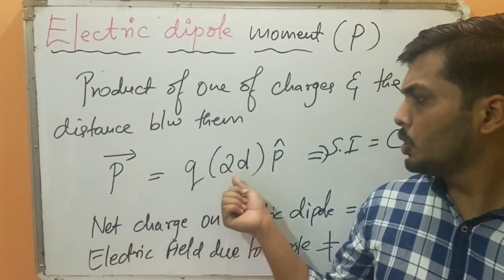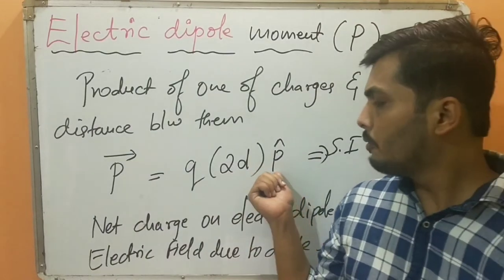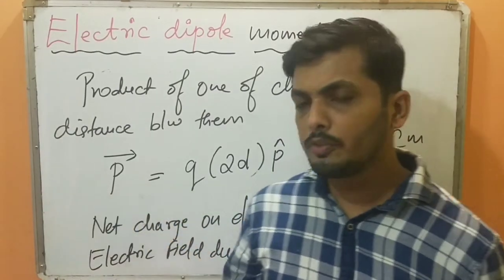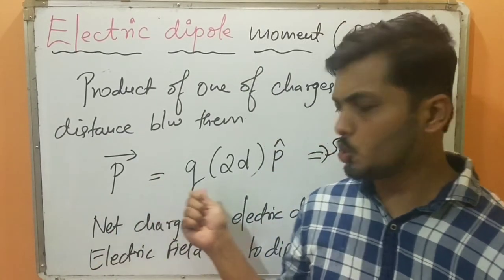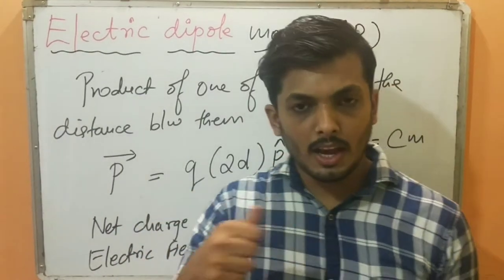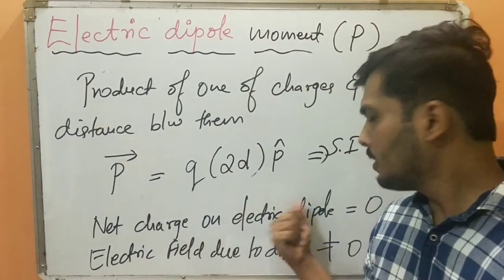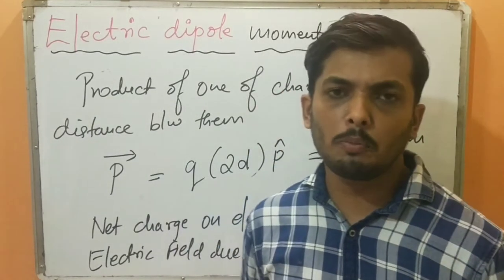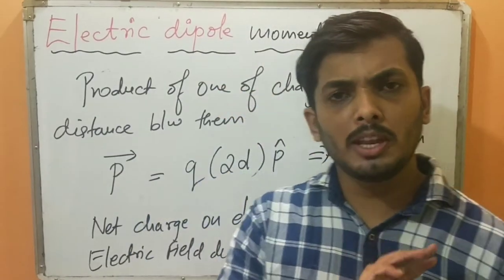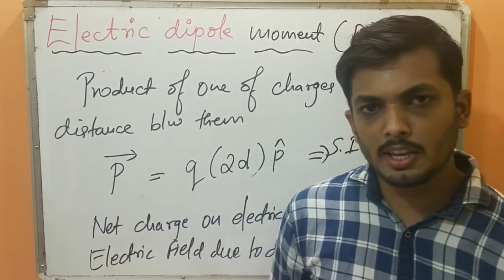So P is measured by Q into 2d, and in terms of vector I can write Q 2d into vector P, which is the unit vector pointing from minus q to plus q. The direction of the dipole moment is always pointing from minus q to plus q. The net charge on an electric dipole is always 0 because they are two equal charges, equal in magnitude but opposite in nature. As a result the net charge on an electric dipole will always be 0, whereas the net electric field will never be 0 because the two charges are separated by a certain distance. Have you understood regarding electric dipole?